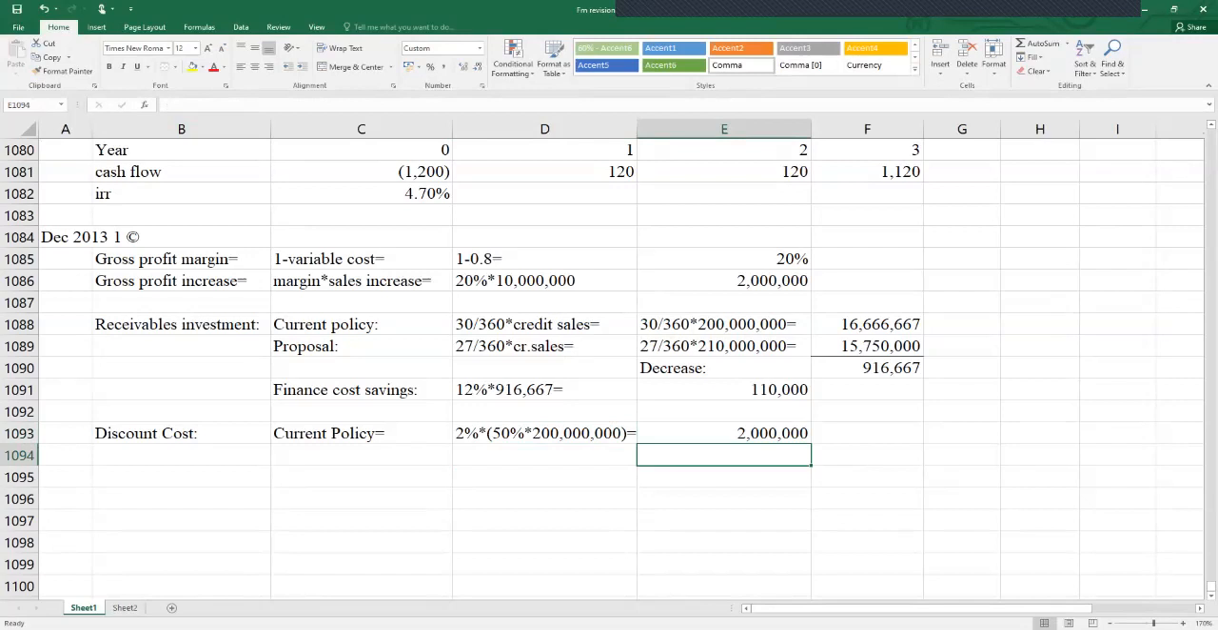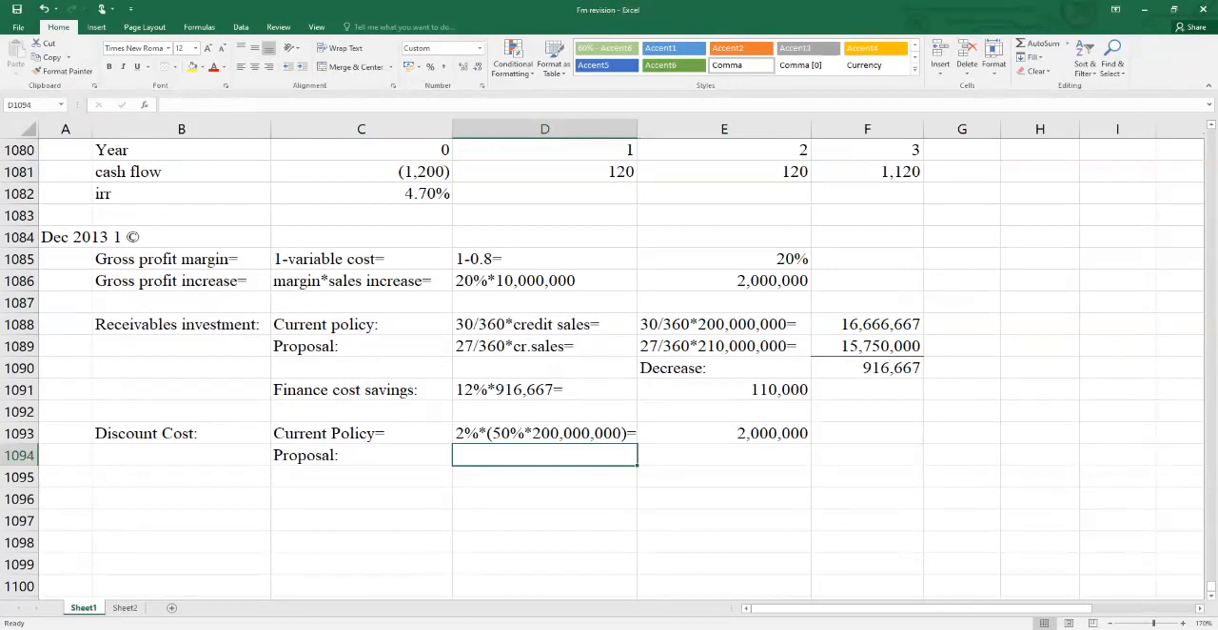Now, what if we implement the proposal? Okay, let's implement the proposal. In the proposal, you're going to give your customer 3% discount if they pay within 15 days. And we are told that the proportion of customers who will take the discount will increase to 60%. So the same working, but now the discount you give to your customer is more, 3%. The proportion of those who take the discount increased from 50 to 60, and the sale is increasing from 200 to 210.